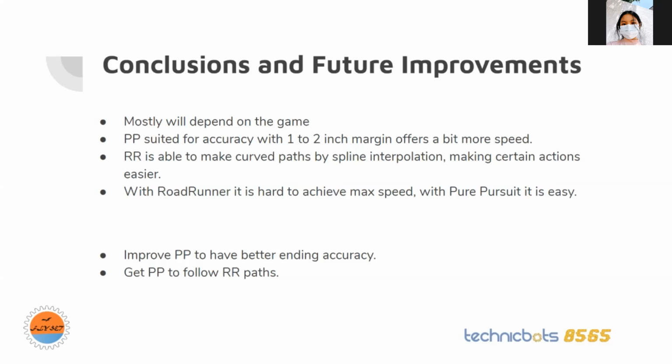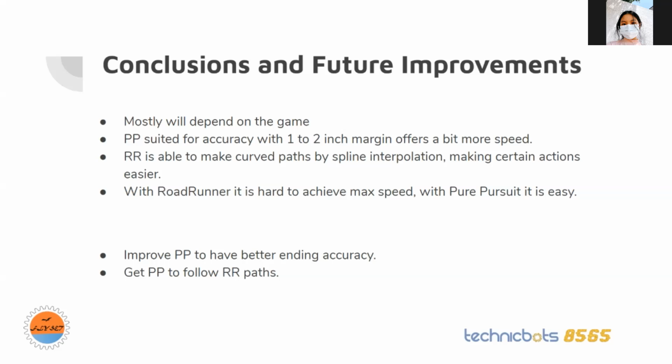But in general, Pure Pursuit is suited for accuracy within a 1 or 2 inch margin or more. So you're not going to be extremely accurate at the end, but Pure Pursuit is very easy to max out the top speed of your robot. Because Pure Pursuit has constant acceleration, you can just set that acceleration to the max, and it's easy to get the max speed of your robot.